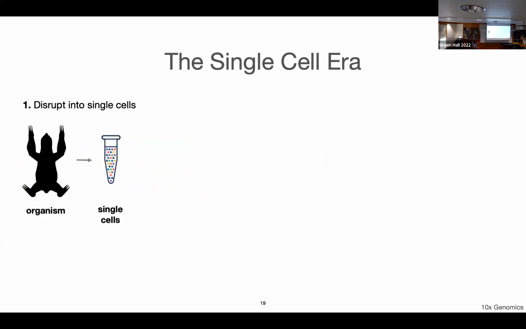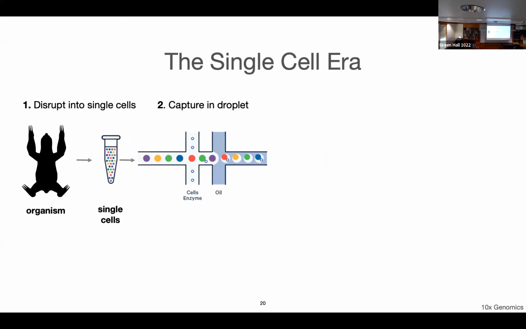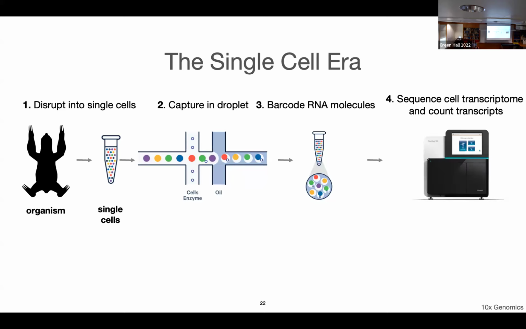So single cell sequencing works like this. You take an organism and you grind it up into a suspension of single cells. Each cell is captured in a single oil droplet with a special bead. The cell is broken open and each RNA molecule attaches to the bead to get a special barcode. This barcode has unique identifiers that let you determine which molecule and which cell that transcript comes from. And finally, we sequence each cell using next generation sequencing, and we count how many transcripts were present for each gene in each cell. So these RNA counts are the cell transcriptome.